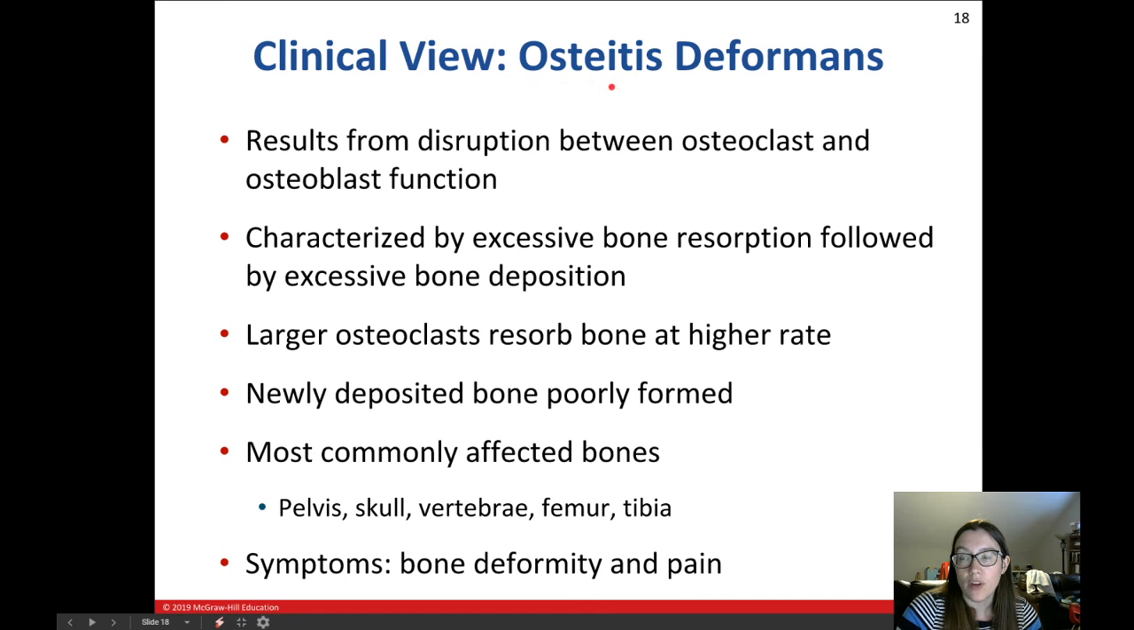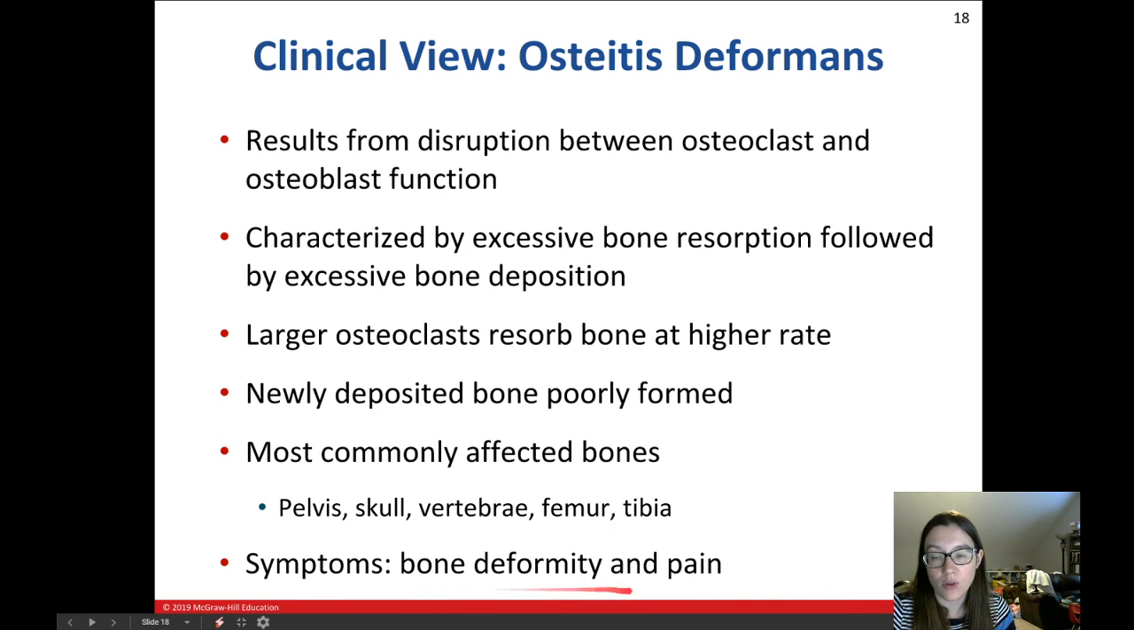But there are a couple of different disorders that we can have relating to an imbalance in osteoclast and osteoblast function. One of them is called osteitis deformans, and it's characterized by excessive bone resorption. So first we have the osteoclast going crazy and resorbing the bone, and then this is followed by excessive bone deposition. And so then we have more bone being deposited by the osteoblast. Usually you have larger osteoclasts that resorb bone at a higher rate, and so the osteoblasts have to rush to catch up. And the newly deposited bone is poorly formed, right? They do a slipshod job. They don't really do a great job.